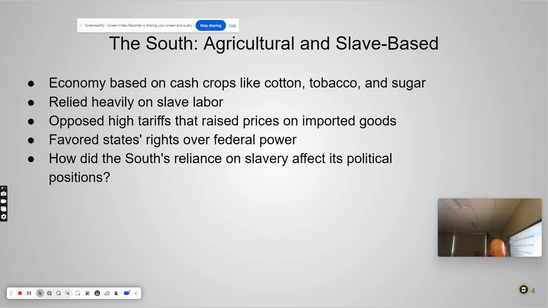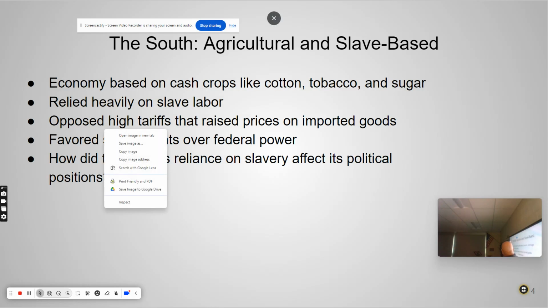Let's talk about the South. Unlike the North, it's based on cash crops like cotton, tobacco, and sugar. And the Southern agricultural and slave-based economy is going to rely not entirely, but heavily on slave labor. There were plenty of poor whites that rented land. There were plenty of whites that operated small farms, but the largest segment of the economy in the South is going to rely on slave labor. Okay, large plantations are going to sometimes have upwards of 500, 600, 700 slaves, and sometimes more, depending on the amount of land that was owned.